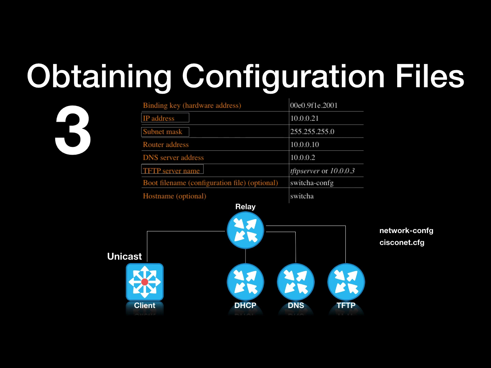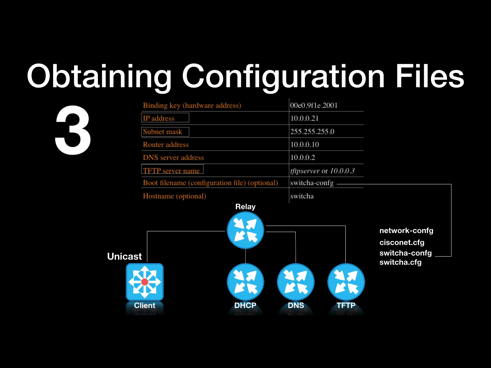If the host name is not specified in the DHCP reply, the switch uses the default switch as its host name. After obtaining its host name from the default configuration file or the DHCP reply, the switch reads the configuration file that has the same name as its host name, hostname-confg or hostname.cfg, depending on whether network-confg or cisconet.cfg was read earlier, from the TFTP server.